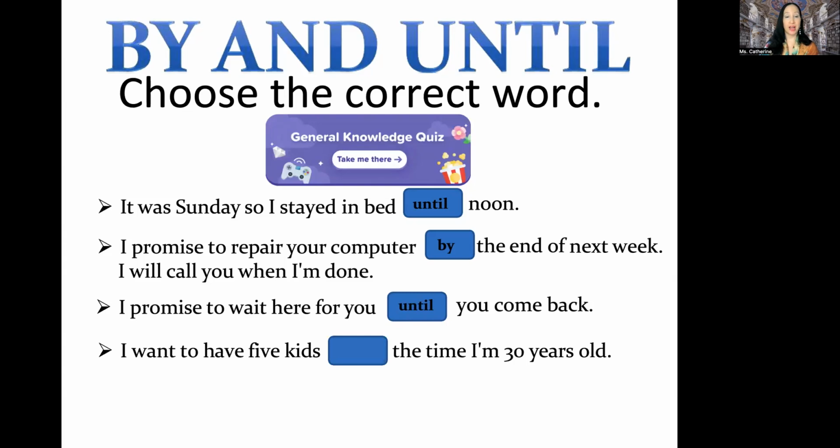I want to have 5 kids, blank the time I'm 30 years old. That's a lot of children. I want to have 5 kids by the time I'm 30 years old or until the time I'm 30 years old. This is a tricky one. By the time I'm 30 years old. Great job.